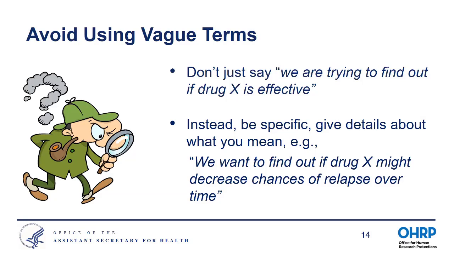So perhaps you can say something more specific, like, well, we want to find out if this drug might decrease the chances of relapse over time. And if you have information about why it might do that, you can give that. But again, the thing to watch out for is that you don't fall into complex jargon to explain why it might be the case. So there's a bit of a line here that you have to walk about giving specific information, but giving it in language that is understandable. Think plain language.